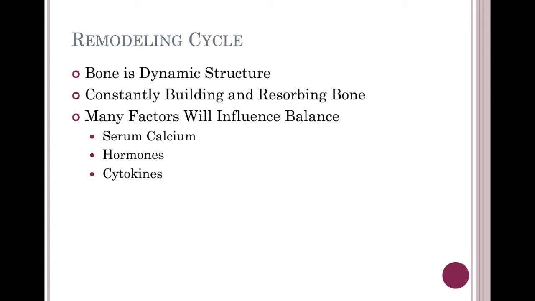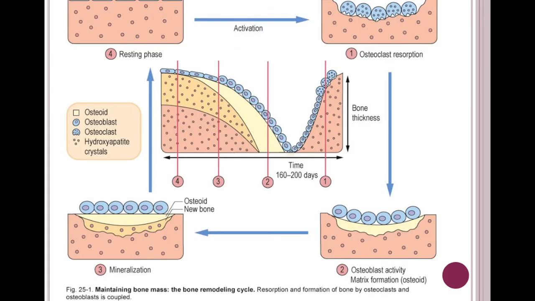So bone is a dynamic structure. It is constantly building and resorbing, and in an adult, roughly 5 to 10% of the bone is remodeled over the course of a year. For a child, it can be up to 100% of the bone, but it's definitely in the 80 to 90% range that gets restructured in a year. This process is constantly happening at different rates in people, and many factors will influence this balance. Serum calcium is one of the biggest regulators, along with hormones and cytokines, which also regulate the remodeling cycle.